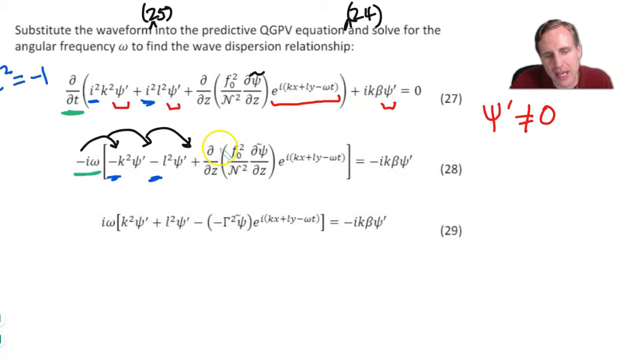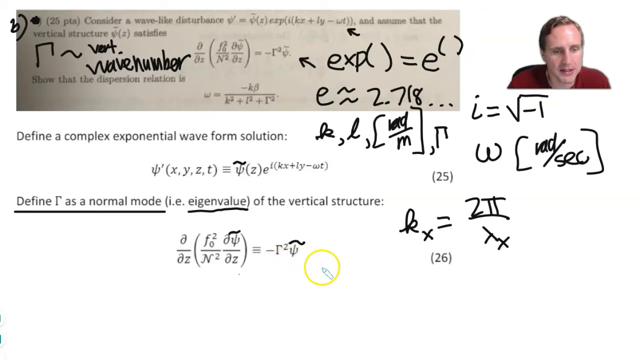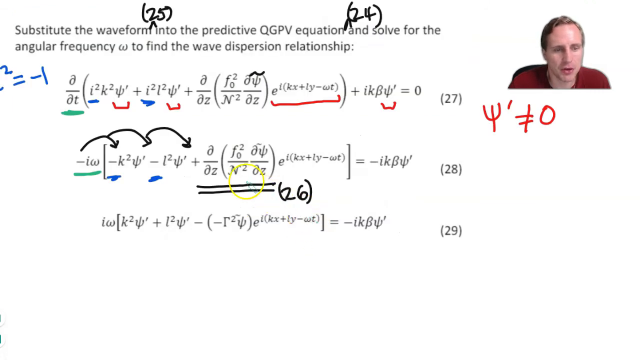And then let's actually take the vertical derivative of this. Let's assume that we can just replace that from equation 26. So this right here is going to be equation 26. And remember, equation 26 was the eigenvalue, this capital gamma, as sort of a normal mode. So this entire thing right here just becomes minus gamma squared psi tilde, like so. So that's just substitution from equation 26.